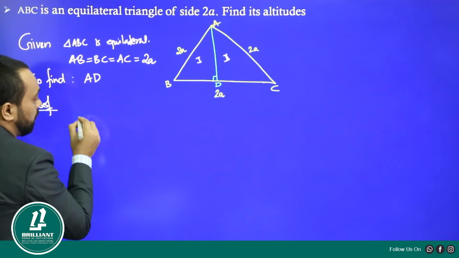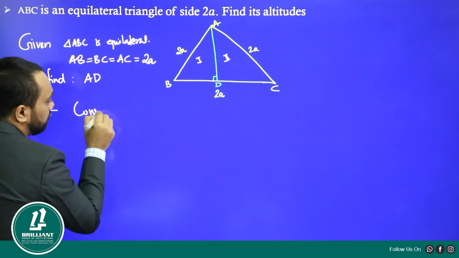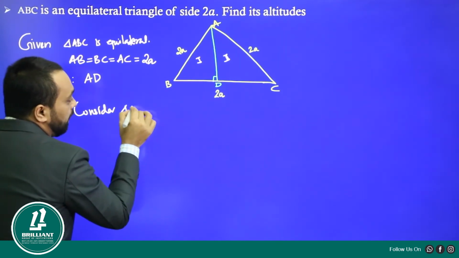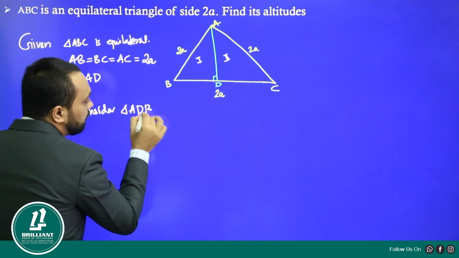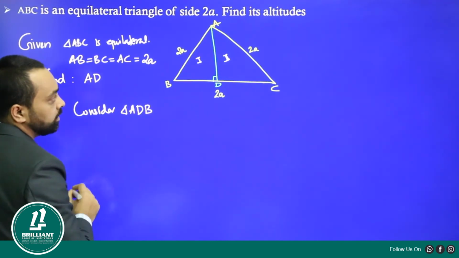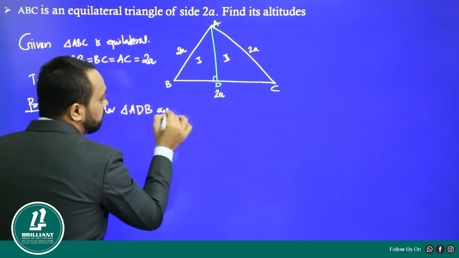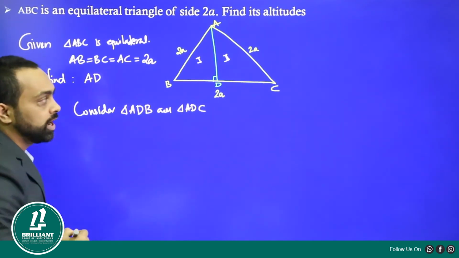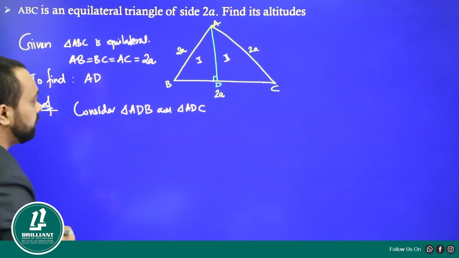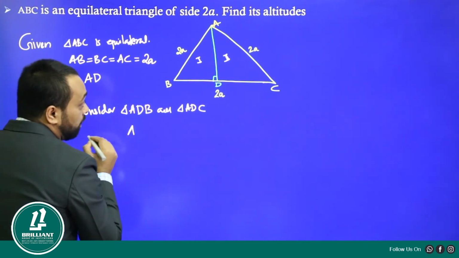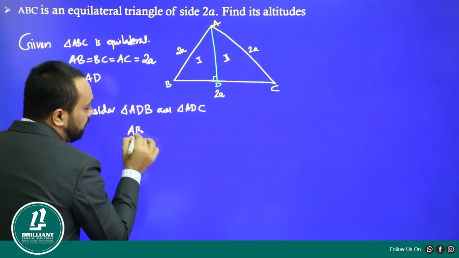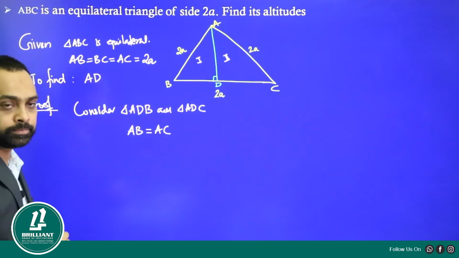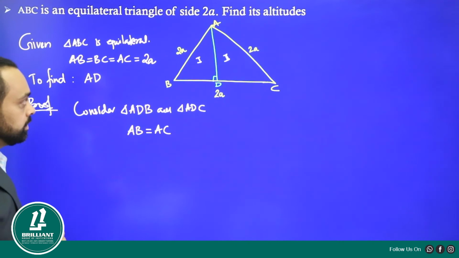We are considering two triangles. Consider triangle ADB, the leftmost triangle, and triangle ADC. Two triangles we are getting. Here we can see that side AB is equal to side AC because it is an equilateral triangle. AB is equal to AC.